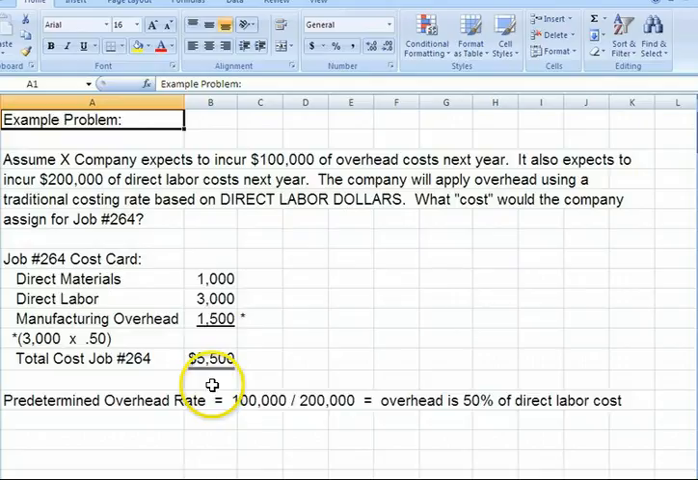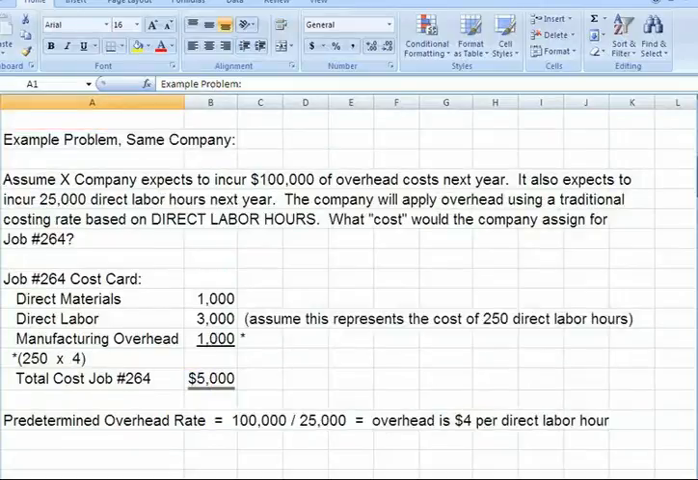Again, not necessarily a good method, but it is a method that's acceptable under generally accepted accounting principles, and we hope managers can use that to make better decisions. Now, this is the same company. The only thing that I've changed here is the criteria that the company wants to use. Maybe instead of direct labor dollars, the company wants to measure how much time the product spent in the factory by measuring its direct labor hours.